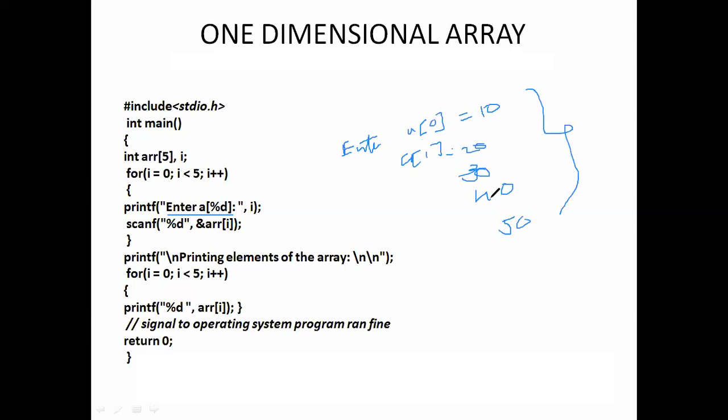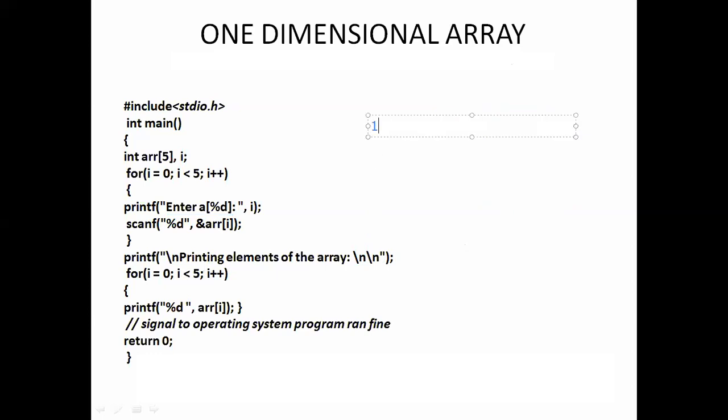Then to print the elements again, we take another for loop, for i equal to 0, i less than 5, because the array index starts from 0 to 4 only. So print the array elements, and all of them will print. The output is 10 20 30 40 50. That is the output for this program.